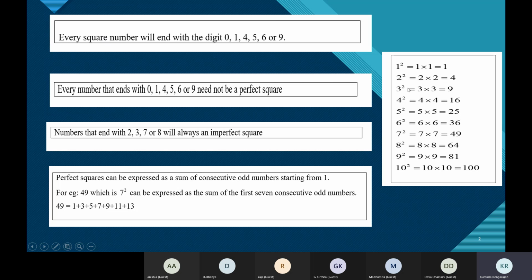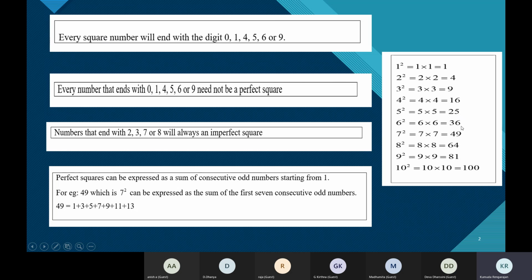1 into 1 is 1, 2 squared is 4, 3 squared is 9, 4 squared is 16. So the units digit is 6. Here the units digit is 5. Here the units digit is 6. Here 9. Here 4, 1, 0.